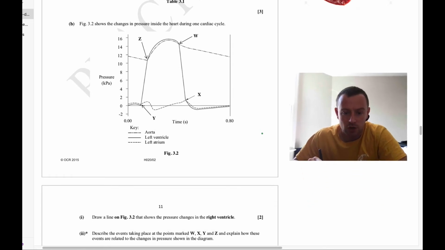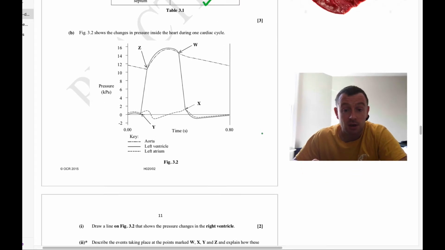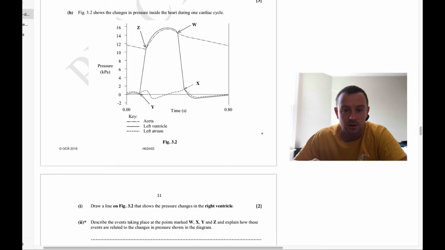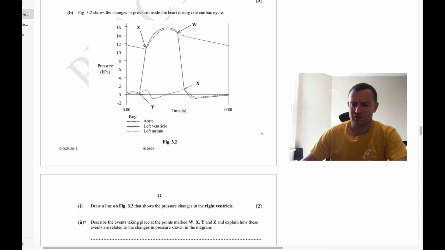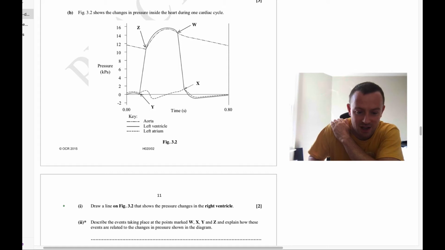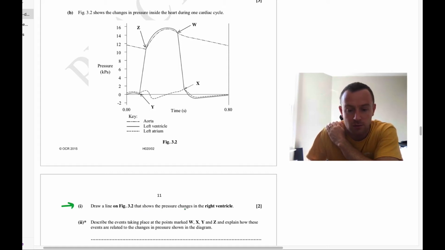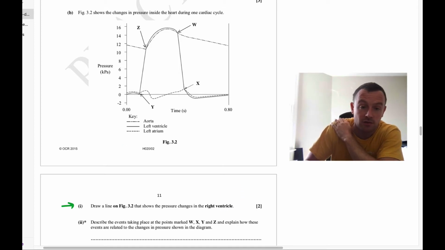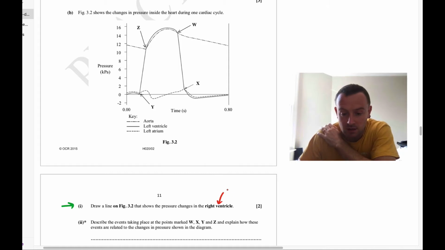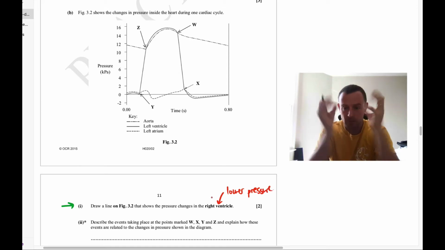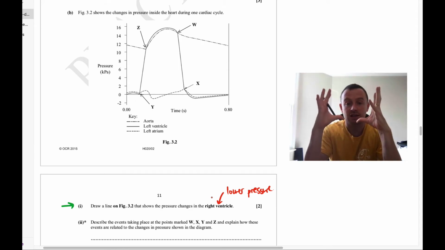Now, this diagram shows pressure changes inside the heart during one cardiac cycle. Some of you actually missed a question. You just completely forgot this question here. Draw a line on figure 3.2 that shows the pressure changes in the right ventricle. Remember, the right ventricle has lower pressure than the left ventricle. But the heart contracts both sides at the same time. So the left and the right ventricle are doing the same thing, just the right ventricle slightly less forcefully.